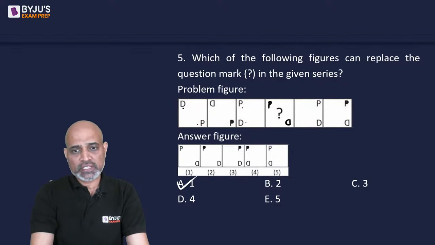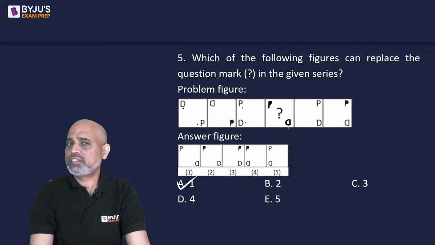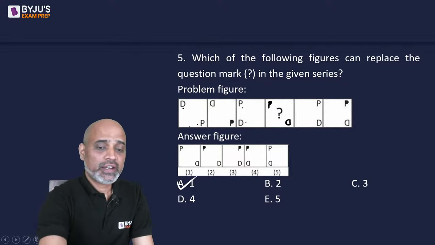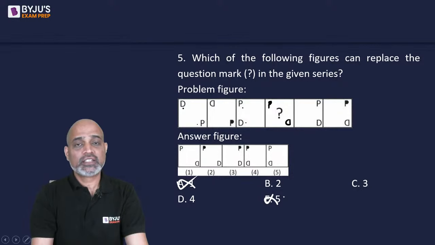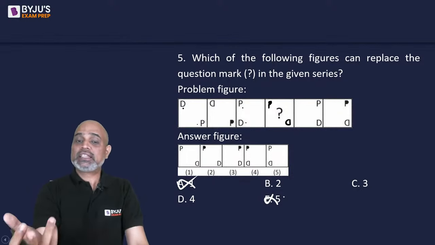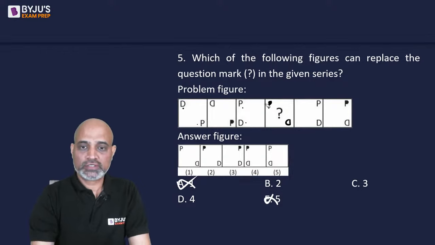This would make sense if P were shaded, then we would see inverted D, but here in the first option P is not shaded, right? So obviously the first one will not make sense. Similarly, the fifth one will not make sense. The only three options that make sense are second, third and fourth.